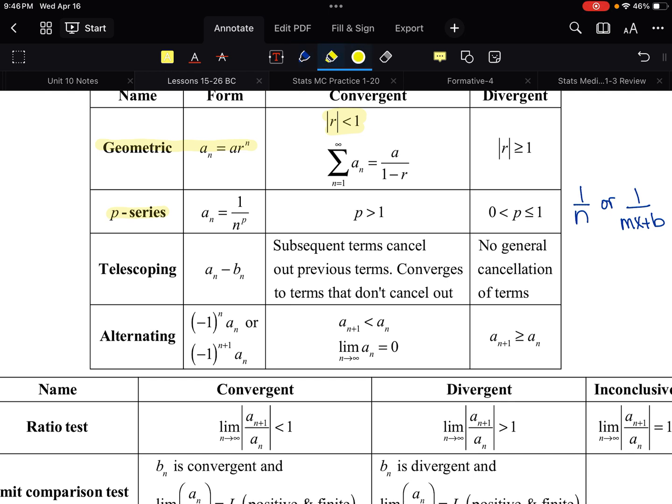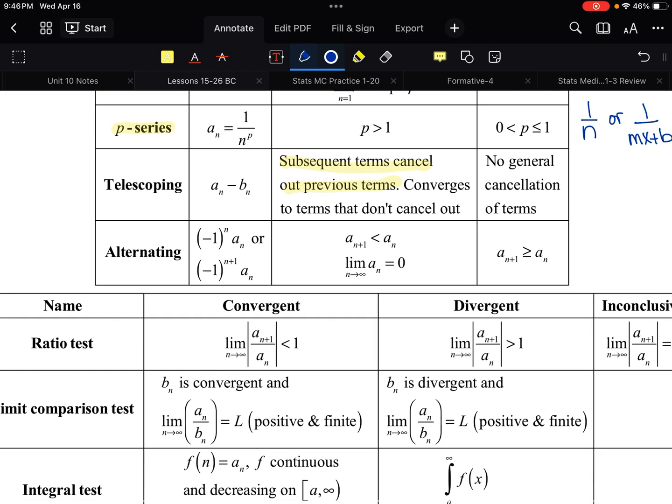Telescoping, these don't happen all that often. When they do happen, it's probably because you had a denominator that you could factor, and you could do partial fractions. The thing with these that makes them so unusual is the terms have to cancel out. So I can't just have plus minus plus minus plus minus. I have to have like plus a half minus a half plus a third minus a third, and on and on and on. So the terms have to cancel each other out. If they don't, it's not telescoping.